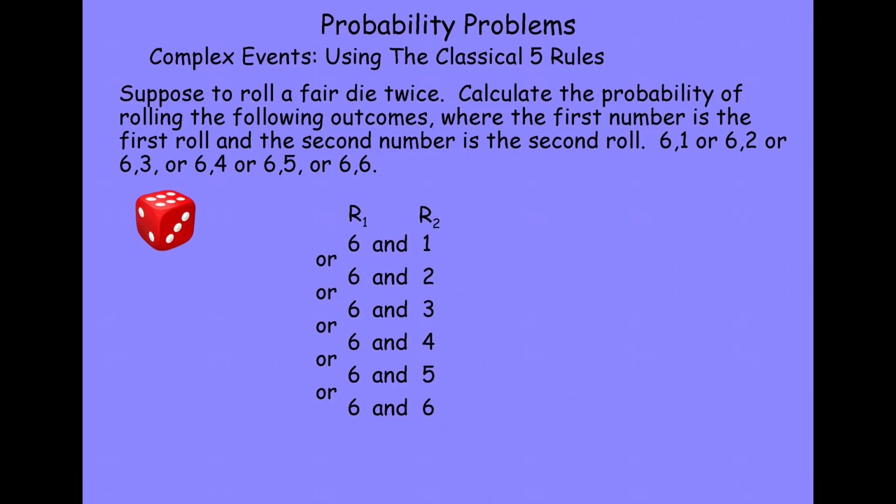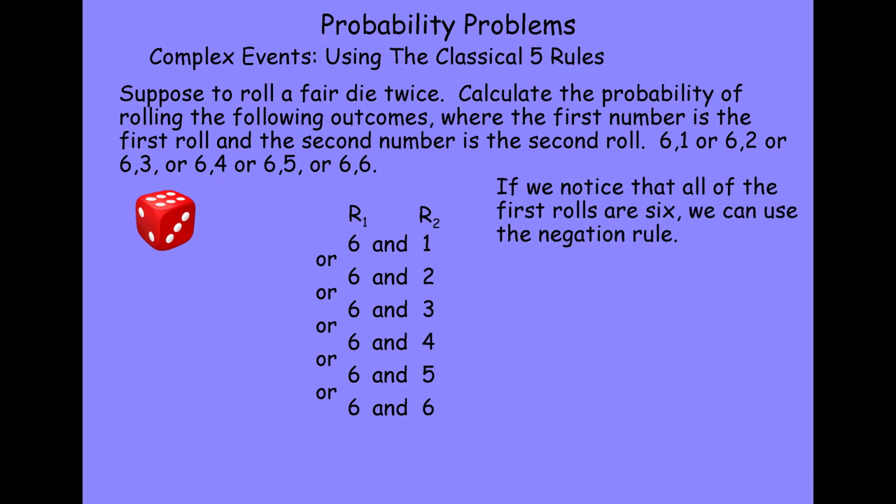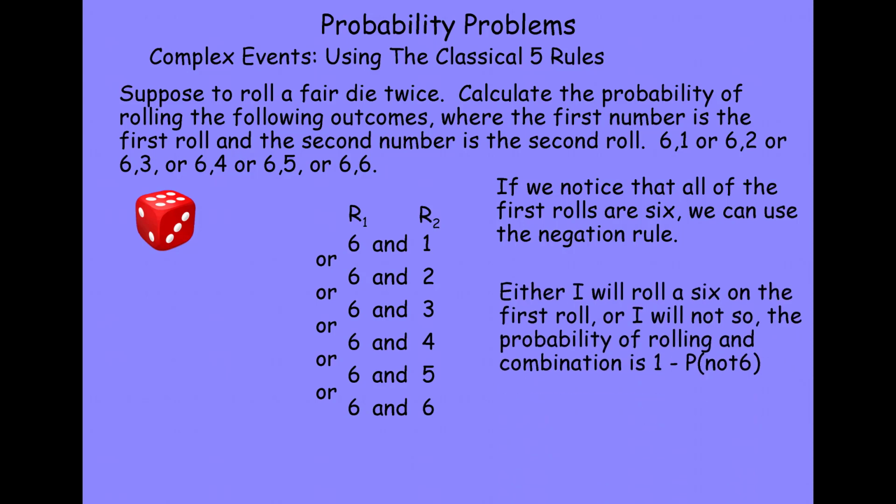However, if I stop here and I notice that that first roll always has to be a 6, and that if I get a 6, no matter what I roll in the second, I get a favorable outcome, then I can think about using the negation rule. Right? So in order to get a favorable outcome, I have to roll a 6 on that first die. So I can then figure out the probability of getting a favorable outcome by calculating the probability of not rolling a 6 and subtracting it from 1 using that negation rule.